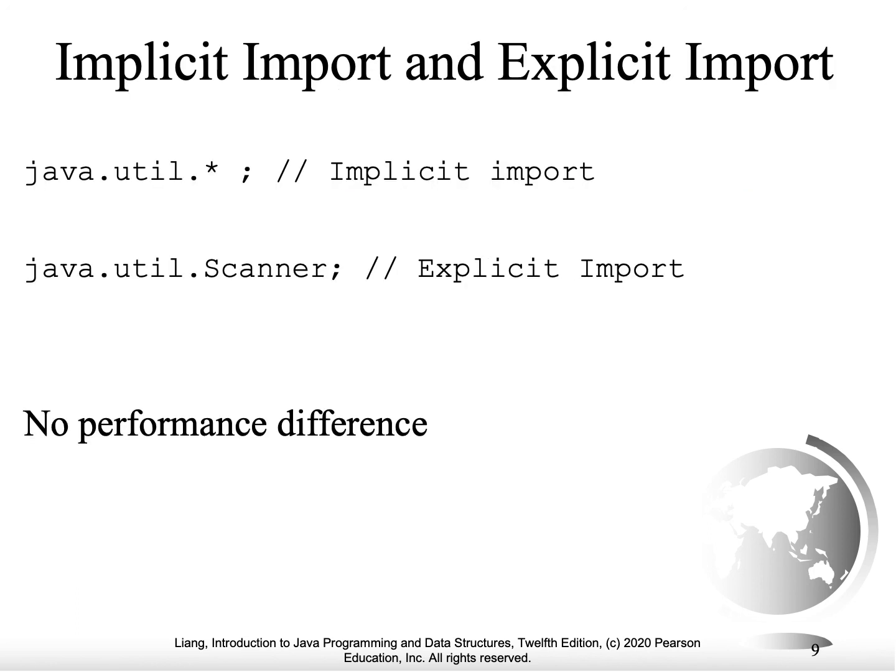In order to use the Scanner for user input, we must first import the Scanner class from the utility package. There are 2 ways to import the Scanner class, implicitly or explicitly. Implicit import uses the asterisk to denote a wildcard. This means that all the classes in the package java.util are imported. Explicit import is specific import, and it specifies a specific single class that is imported from the java.util package, in this case, Scanner.